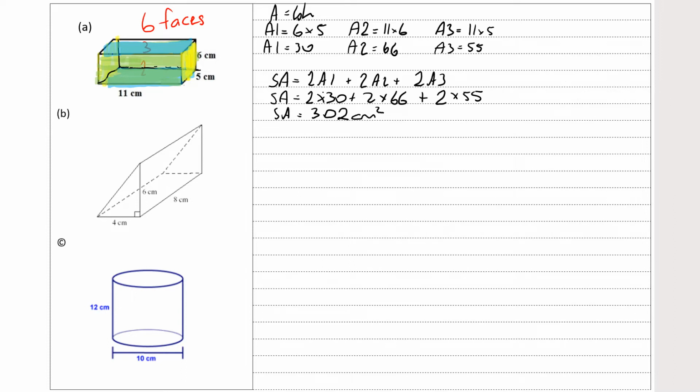All right, shape B. So for shape B, we've got 5 faces altogether, but 2 of them are the same because this at the front, what color should I use? Orange. This triangle at the front here is the same as this triangle at the back. And all of our rectangles are different.